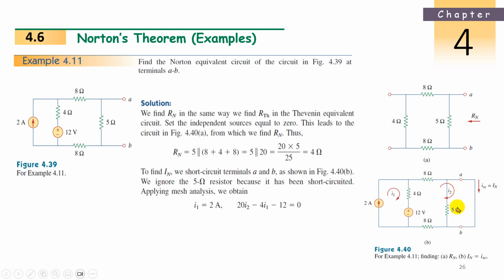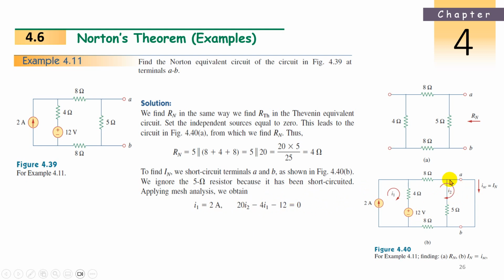Now the second loop. In the second loop, we can add up all the resistances where I2 is flowing. That is 8, 4, and 8. So 8 plus 8 is 16, and 4 makes 20. So 20 ohms multiplied by I2, minus 4 I1, because I1 is flowing in the 4 ohms only. And I2 is leaving from the 12 volts battery, so minus 12 equals 0. This is the equation, and I1 we already know is 2 amperes. Substitute in this and you will get I2.